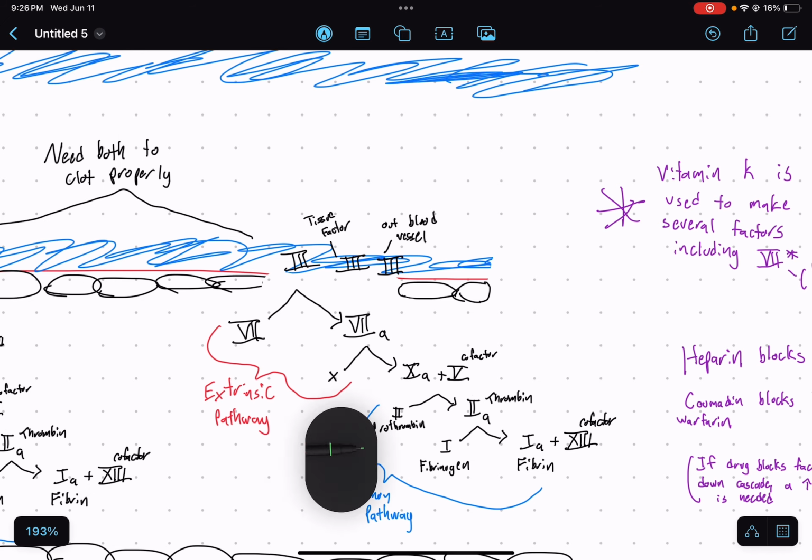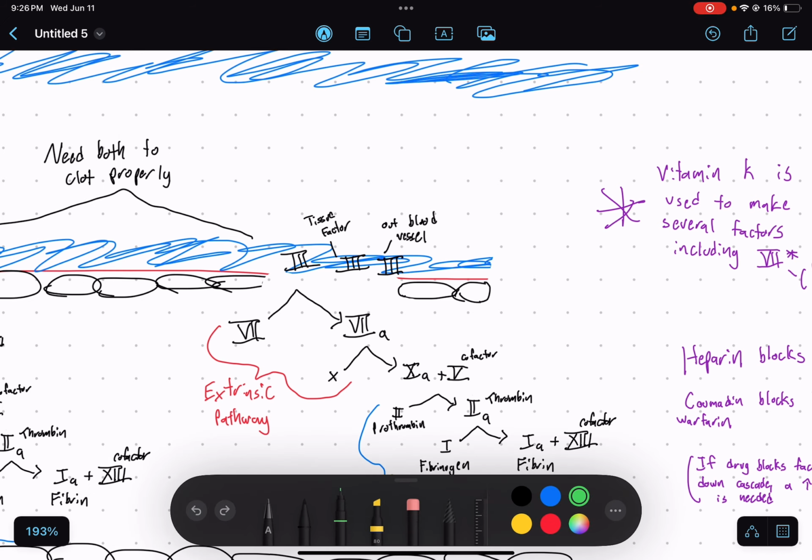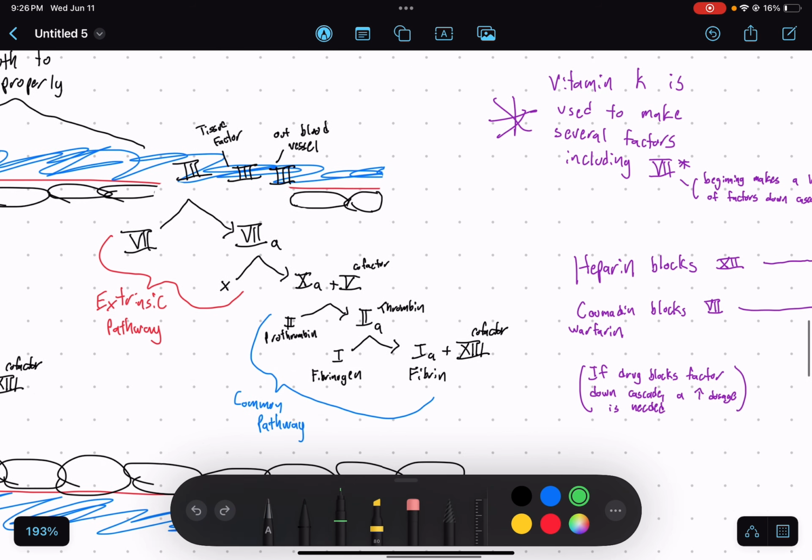And so with the extrinsic pathway, you're going to have factor 7 that is going to react with the tissue factor 3 and be activated. And then 10 is going to be activated by 7. It's going to work with cofactor 5, going through the common pathway again.